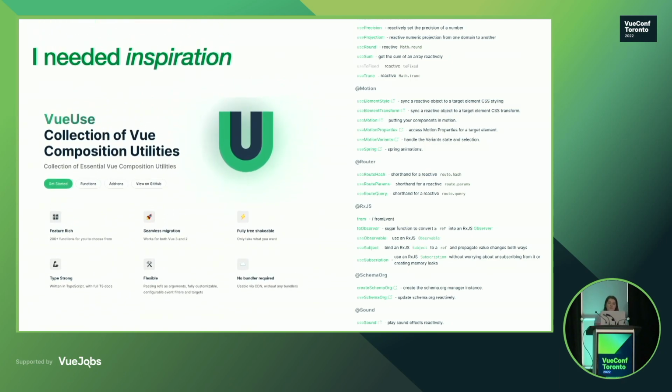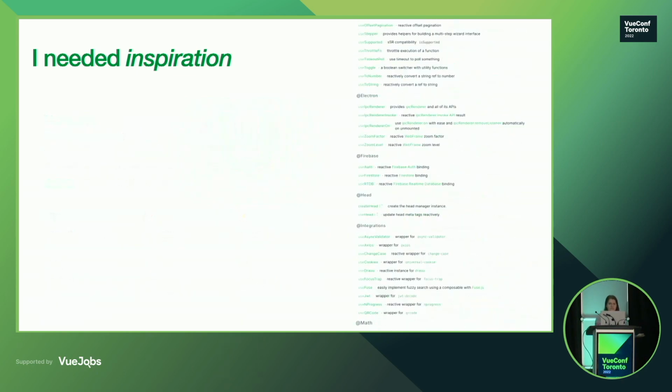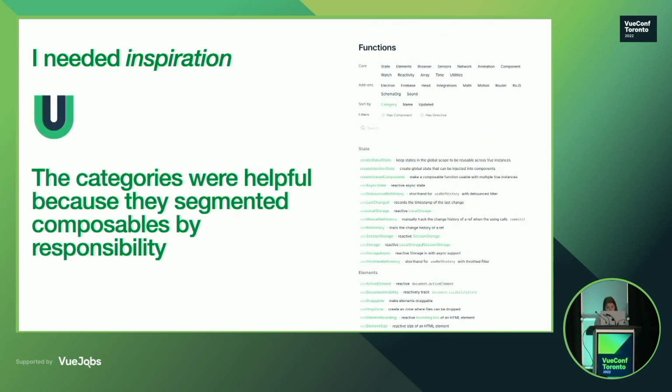And I felt inspired because I could then look at the source code and see how a very mature library composes with composables, and what the different types are. So if we go to the top here, the categories up on the top, let's see how big is it? Relatively big. I think you can see some of the little categories. They were helpful. They helped me think about different types of composables, and they were segmented by responsibility.